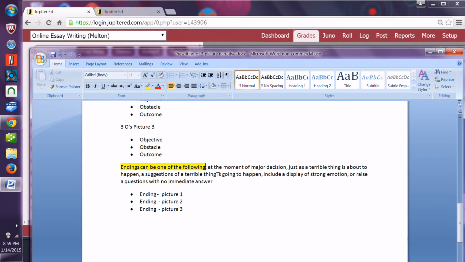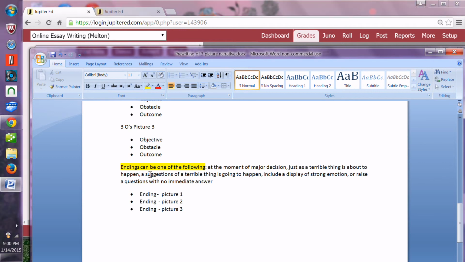And so you end it at the moment of a major decision, or just as a terrible thing is about to happen. Or you can even suggest that a terrible thing is going to happen. You can end it with a display of strong emotion or raise a question with no immediate answer.